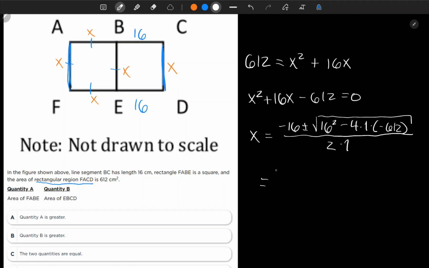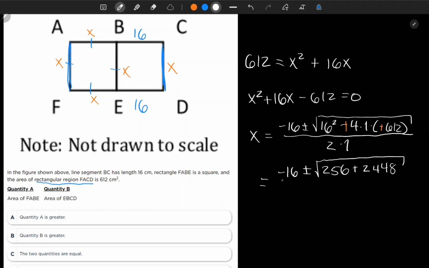So we get that x is equal to negative 16 plus or minus the square root. Well, 16 squared is equal to 256. And 4 times 612, well, we notice that the negatives cancel. So this negative cancels with this negative. So we get plus, and 612 times 4 is 2,448.